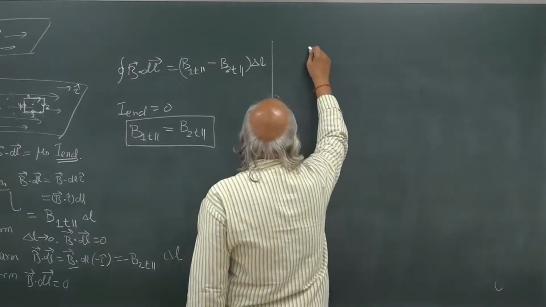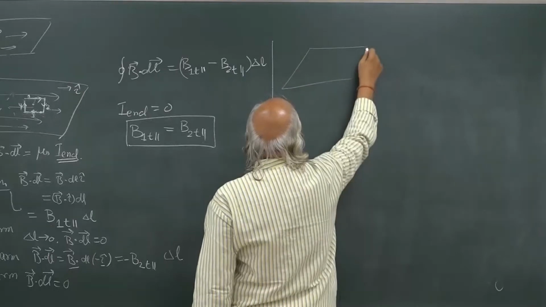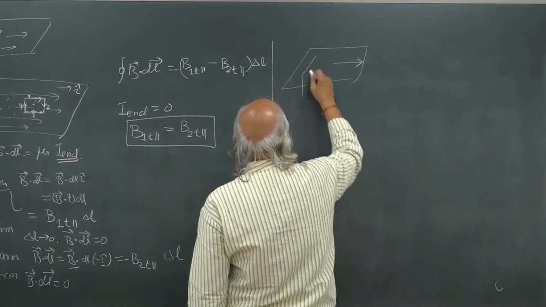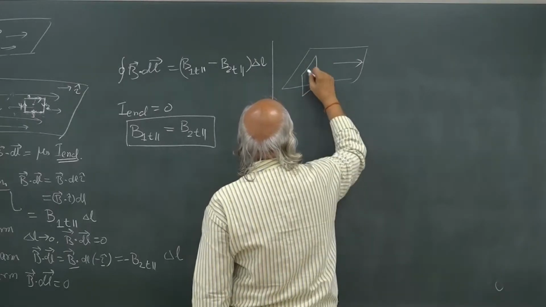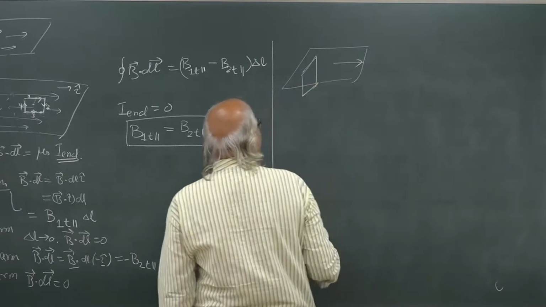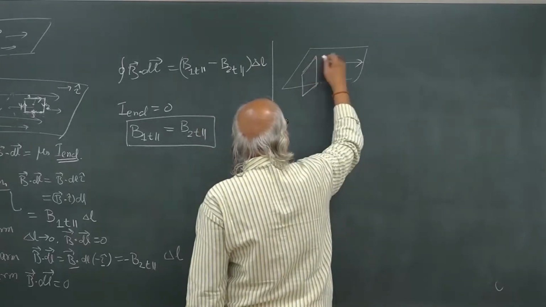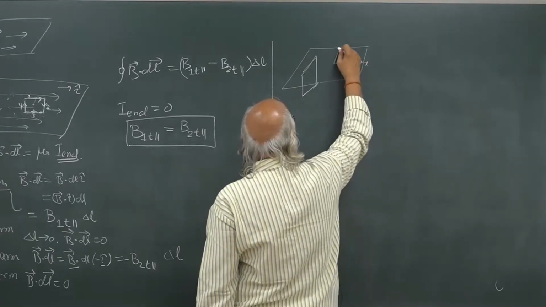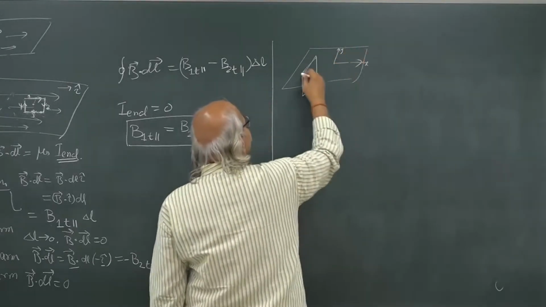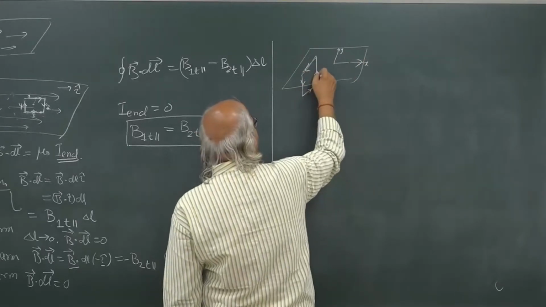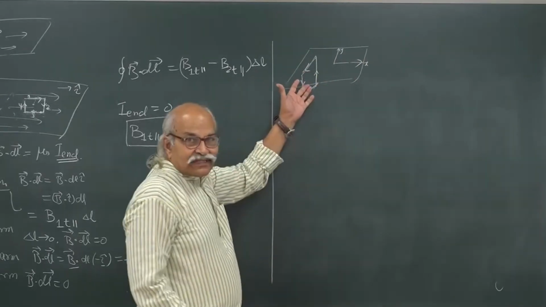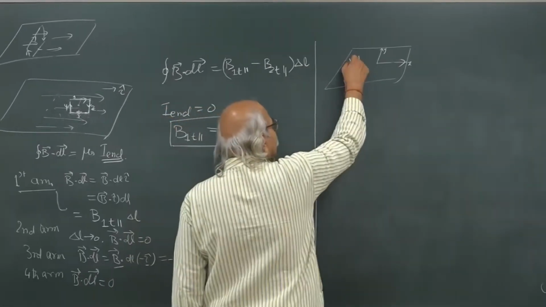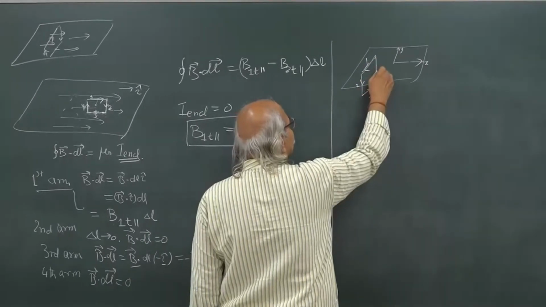So, now we have the plane is here, the current is this way, and our loop is this way. This is up and this is down, right? And you can take any direction. If this is x direction, and let us say this is y direction and this is z direction, we take the loop this way. It does not matter, I can take the other way also, same results. Then arm number 1, arm number 2, arm number 3, arm number 4.